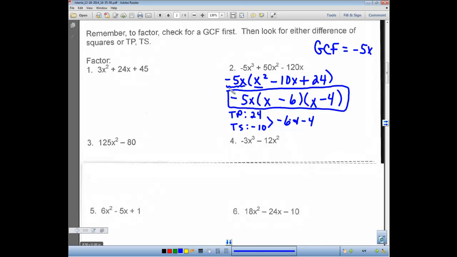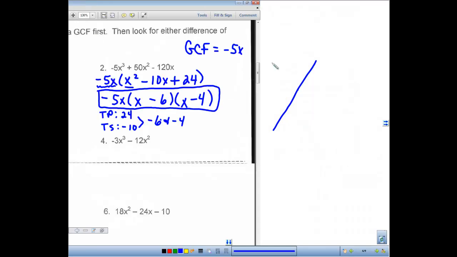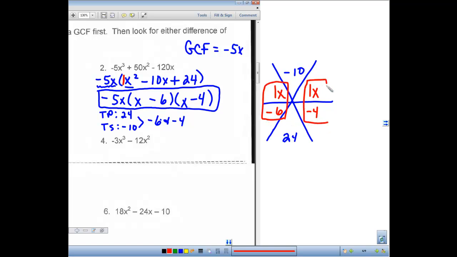Let's just say I did not recognize that. I could also do the snowflake with it. The target product is positive 24. The target sum is negative 10. AX go in these two spaces. A is now 1x squared, so this is 1x, 1x. And the two numbers that multiply together to give me positive 24, but combined to give me negative 10, are negative 6 and negative 4. And as you can see, when I reduce, these two are already reduced, so one of my answers is x minus 6. The other answer is x minus 4.